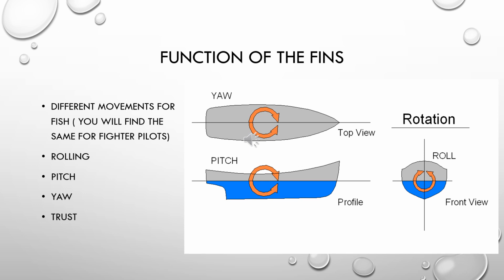And thrust is a force that pushes a fish forward in the water. The caudal fin provides thrust. The pectoral fins are used to brake to slow the fish if it's going too fast. Many of these controls here are exactly the same you'll find on a fighter jet or fighter plane, and we have the same names for it.